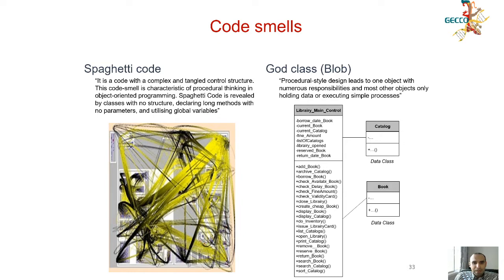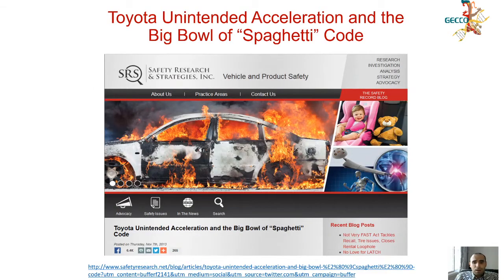So this is a kind of class that tends to monopolize the behavior of the system, while the related classes are mainly data classes. And these kinds of code smells could be harmful when they exist in a software system. While they do not lead to bugs, they can be the cause of some bugs in the future. For example, one of the problems of spaghetti code was very expensive to Toyota in 2013. The problem was an unintended acceleration caused by spaghetti code having more than 10,000 global variables.